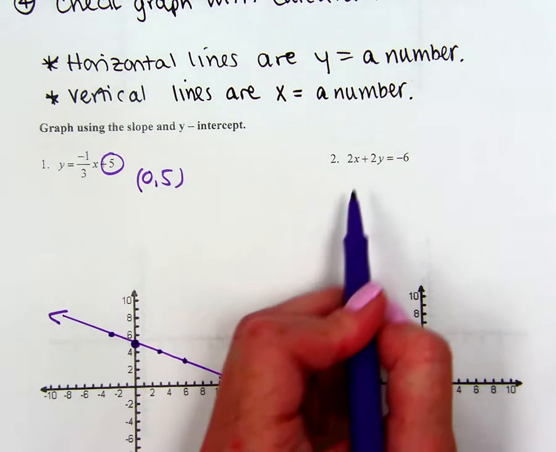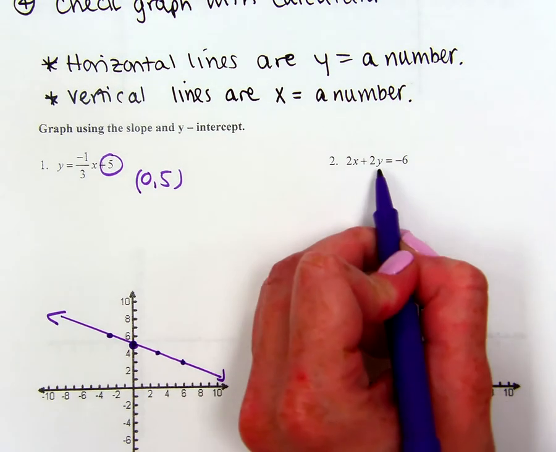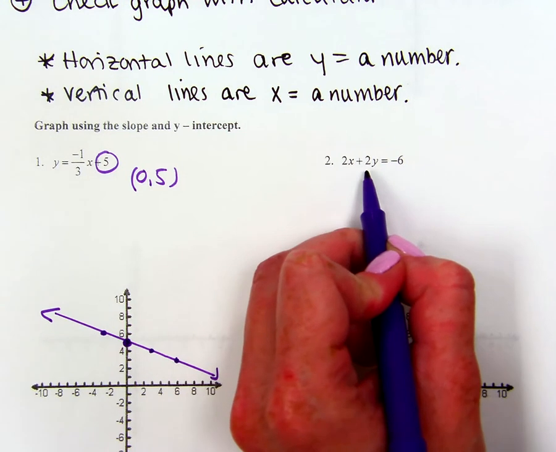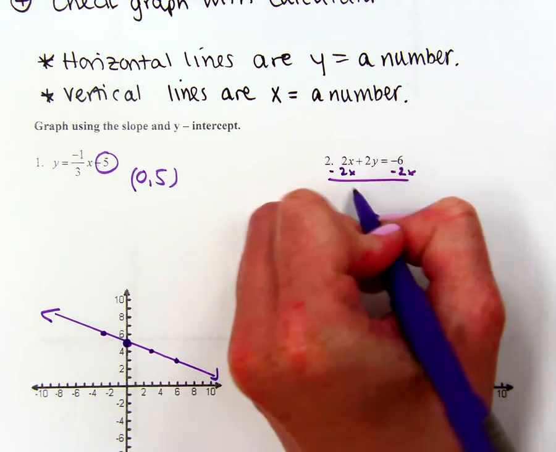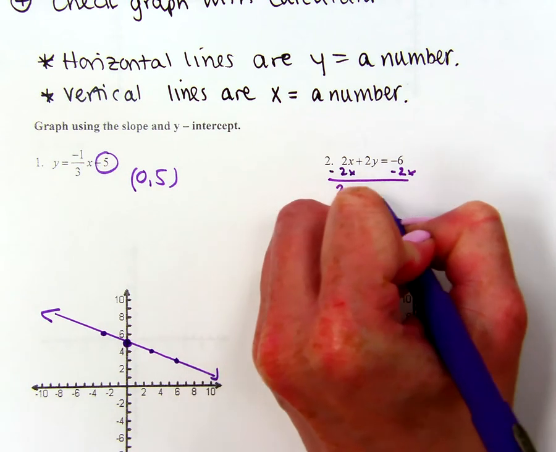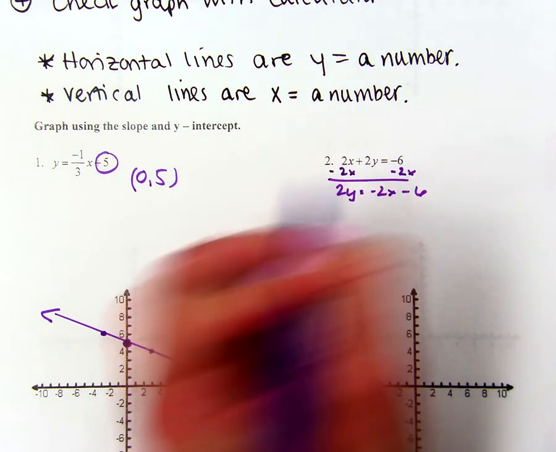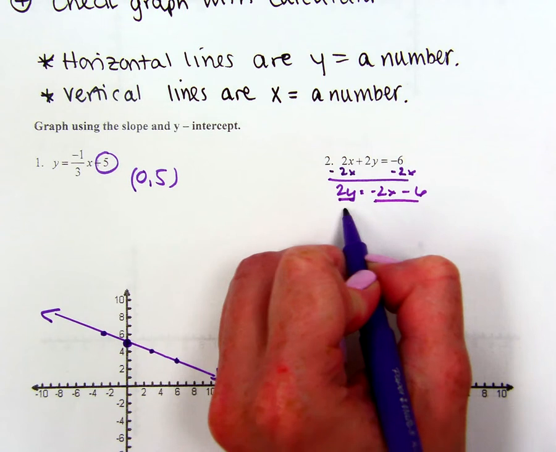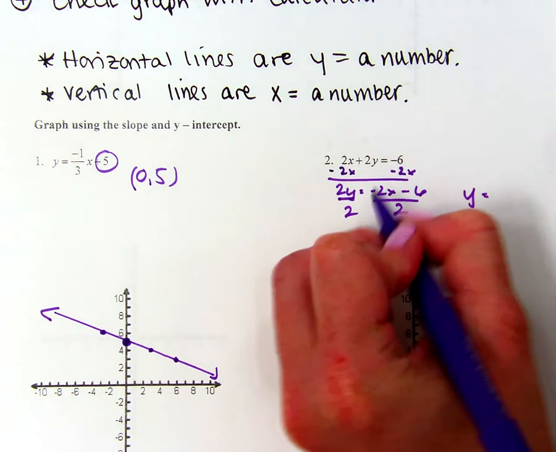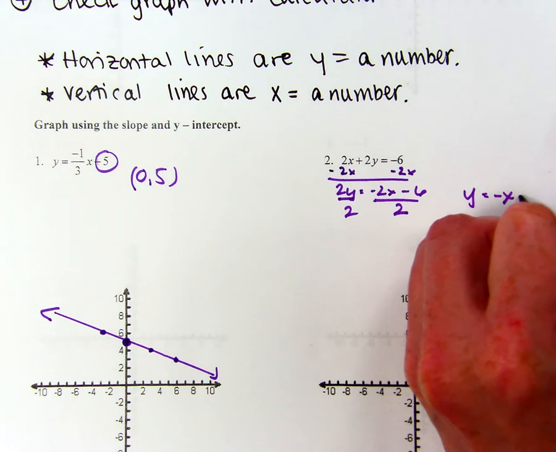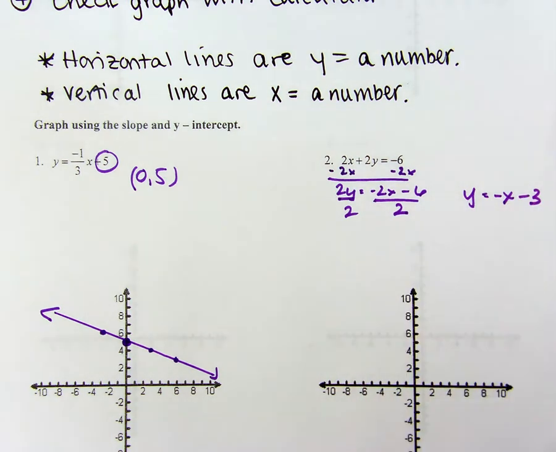Let's do number 2. We need to first convert this to y equals mx plus b form, so I want to isolate my y. I'm going to leave my y alone and subtract 2x from both sides. So I now have 2y equals -2x minus 6. I'm going to divide both sides by 2 so that I get my y alone, and I now have y equals -x minus 3.